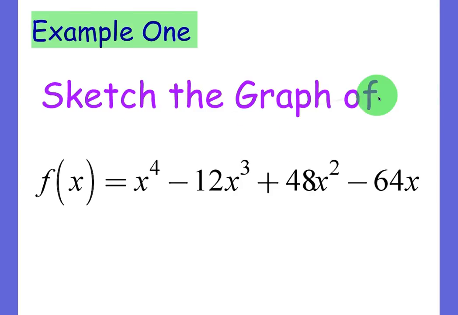We have: sketch the graph of f of x equals x to the fourth minus 12x cubed plus 48x squared minus 64x. So this would be considered a quartic function, to the power of 4. And it's a polynomial, so there's going to be a lot of steps here. We just focus on what's important, especially when it comes to graphs. There's some key things we need in order for the graph to be complete. Go ahead and take a look.